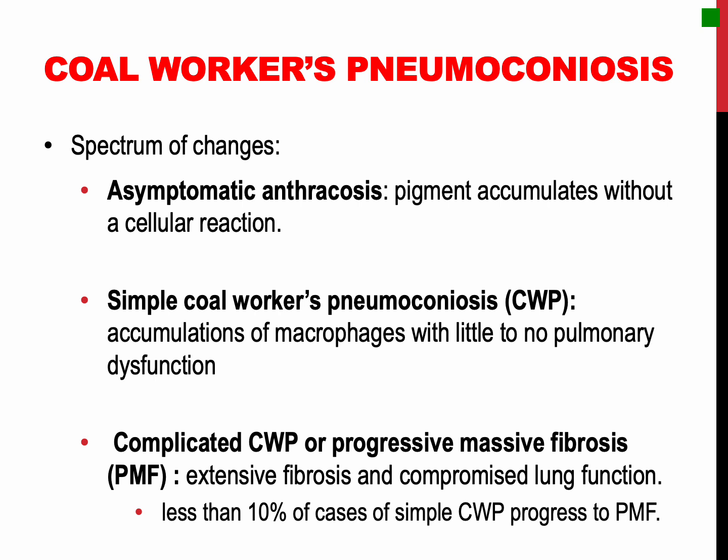Asymptomatic anthracosis shows pigment accumulation without a cellular reaction, while simple coal worker pneumoconiosis shows accumulations of dust-laden macrophages with little or no pulmonary dysfunction. At the other end of the spectrum, extensive fibrosis and compromised lung function are prominent findings in complicated coal worker pneumoconiosis, or progressive massive fibrosis.